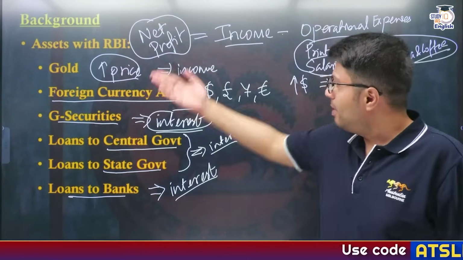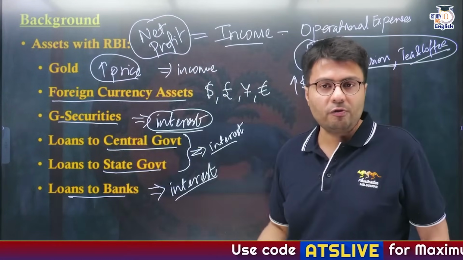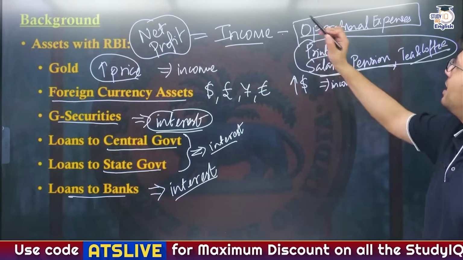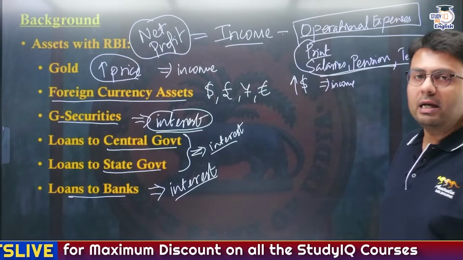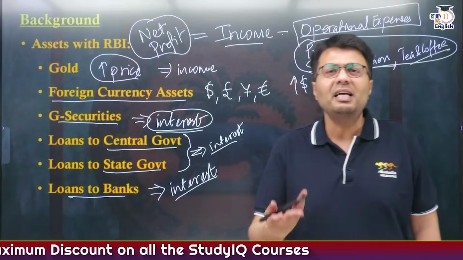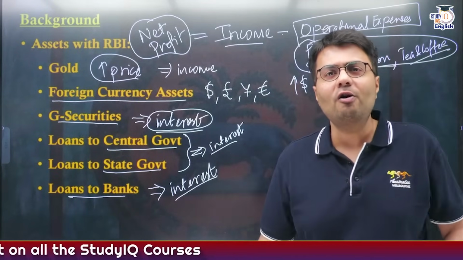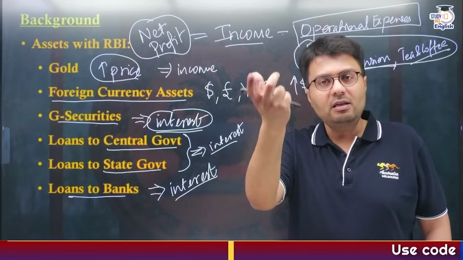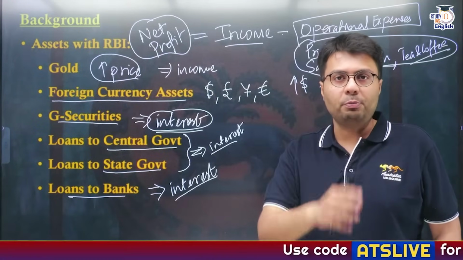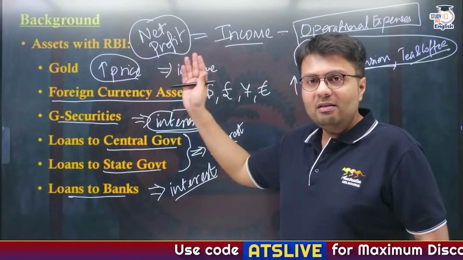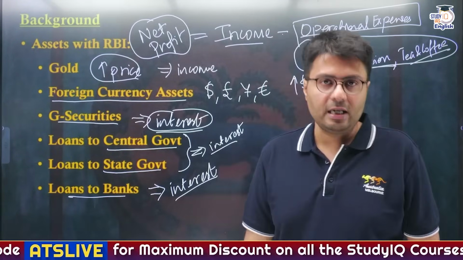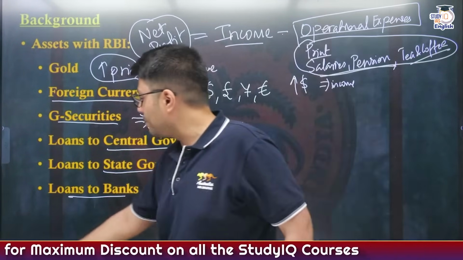That is, it has various sources of income, and from that income it has to subtract certain operational expenses, that is printing of notes, salaries and pension of its employees, tea, coffee, etc. that is provided in the office. All of this they have to subtract, and then the money RBI has left is known as net profit. Now whether this entire net profit should be transferred to the government or not, I'll tell you the difference why.